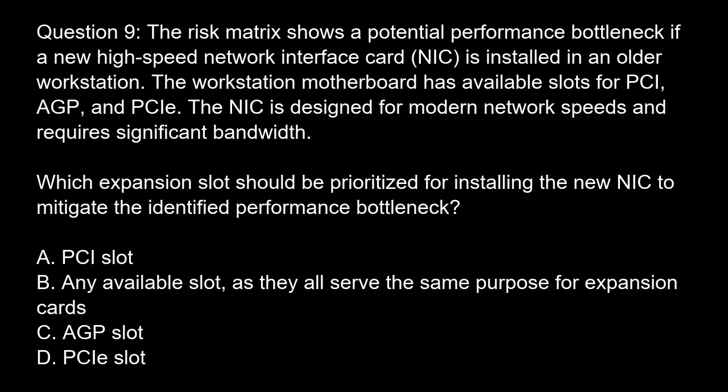Question 9. The risk matrix shows a potential performance bottleneck if a new high-speed network interface card (NIC) is installed in an older workstation. The workstation motherboard has available slots for PCI, AGP, and PCIe. The NIC is designed for modern network speeds and requires significant bandwidth. Which expansion slot should be prioritized for installing the new NIC to mitigate the identified performance bottleneck?